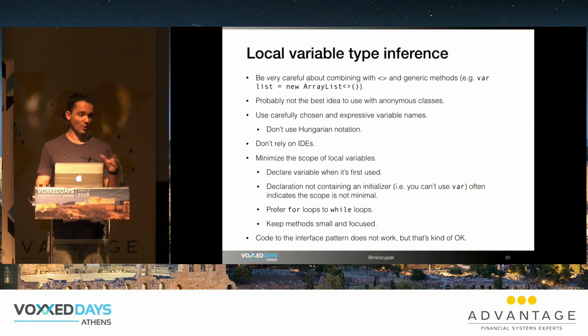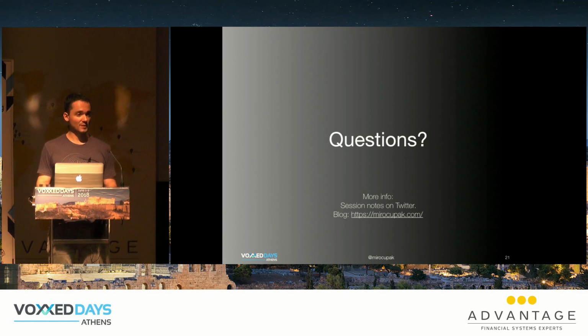Also note that the program to the interface pattern doesn't work here. Type inference always infers the concrete type. But in this case, it's probably a trade-off that we're willing to make because local variables have such a small scope. And that's it. That's everything that I wanted to talk about.